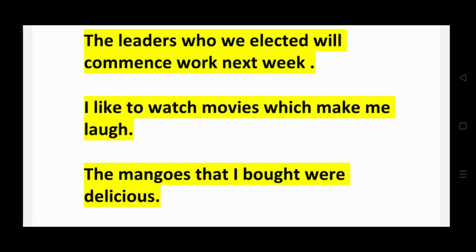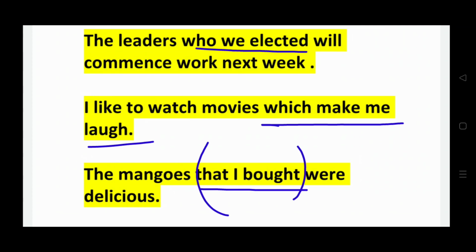The next few sentences. The leaders who we elected will commence work next week. Leaders, noun. What kind of leaders? Who we elected. Will commence work next week. So, don't use the verb. Just see the noun, ask the question of what kind, and the answer will be your adjective clause. I like to watch movies which make me laugh. Movies, noun. What kind of movies? Which make me laugh. The mangoes that I bought were delicious. Noun, mangoes. What kind of mangoes? That I bought will be your adjective clause.